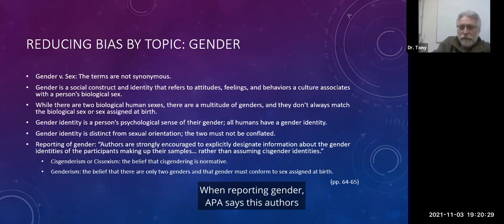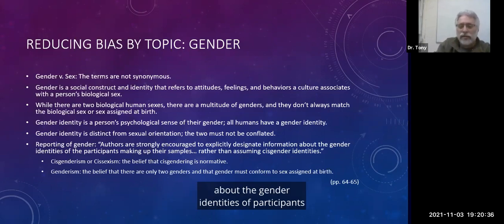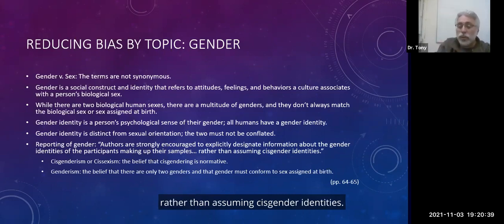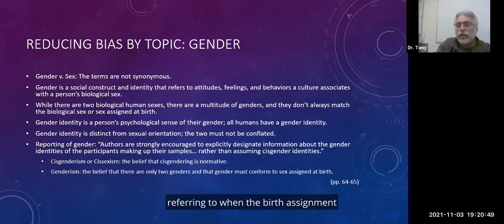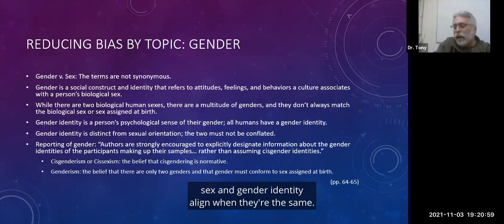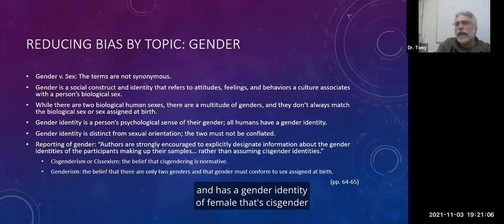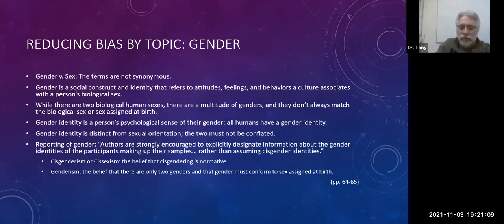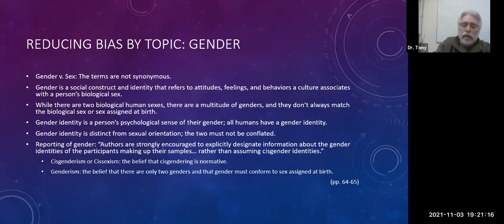When reporting gender, APA says this: authors are strongly encouraged to explicitly designate information about the gender identities of participants making up their samples rather than assuming cisgender identities. And I don't know if this is a term that you've come across before. It's a fairly common one these days, cisgender, referring to when the birth assignment, sex, and gender identity align, when they're the same. So a person who is born with a female sex and has a gender identity of female, that's cisgender, as opposed to transgender, where those two things are not necessarily aligned.